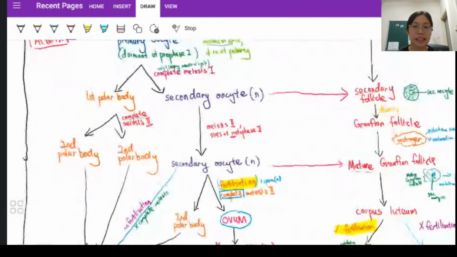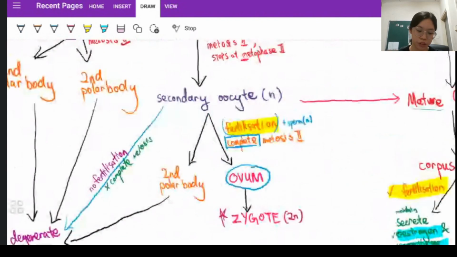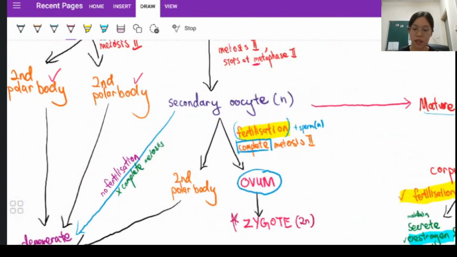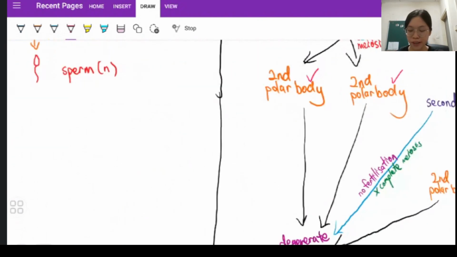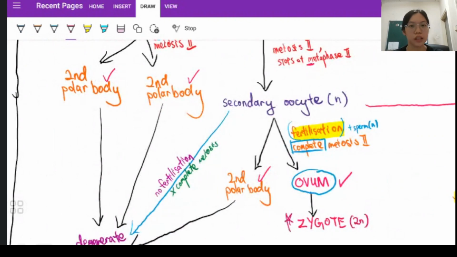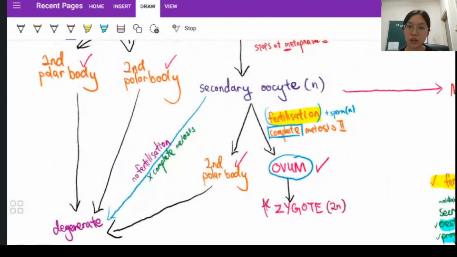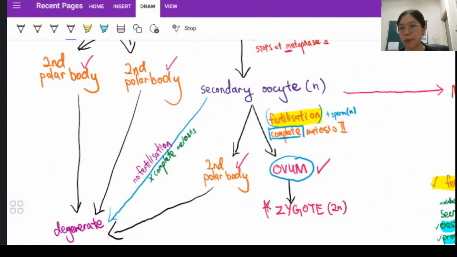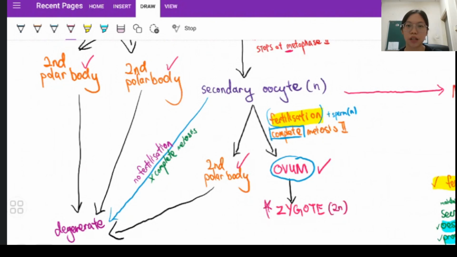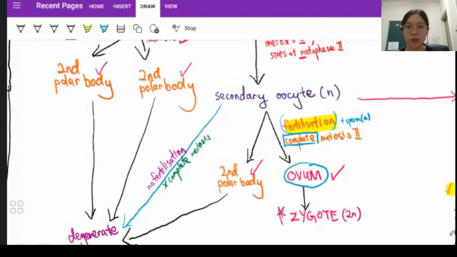Okay, so basically in this oogenesis, if fertilization occurs, what are the products? There will be three second polar bodies and only one ovum right here. Kind of crazy, right? Three second polar bodies are formed and one ovum is formed. Compared to sperm, where so many sperm are formed, oogenesis is different. These three polar bodies will end up degenerating, but this ovum will be fertilized to become a diploid zygote. So these three second polar bodies are basically useless.